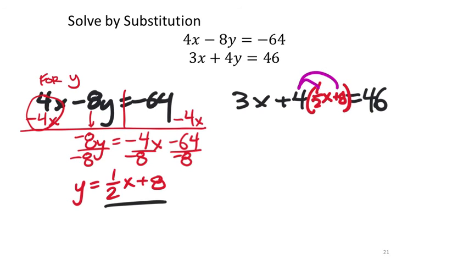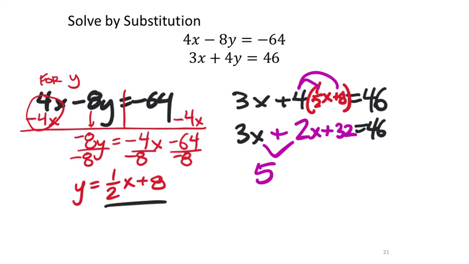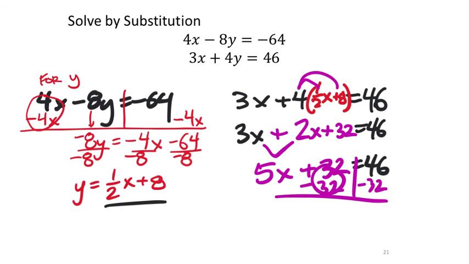For x, so 4 times 1/2 would be 2x's. 4 times 8 is positive 32. And then I got 3x, that's a positive 2x, equals 46. I got some like terms to combine, that's very nice. 3x's plus 2x's is 5x's. Now plus 32 equals 46. And subtract 32 from both sides. Zeros that out. Drop your 5x equals 14.